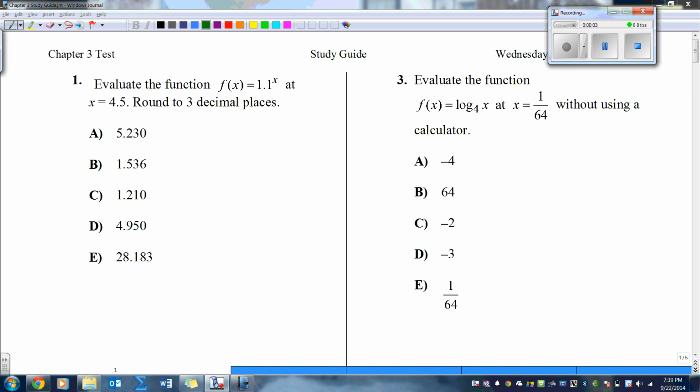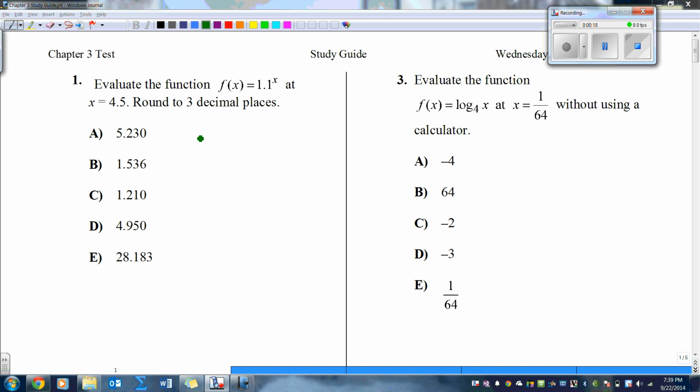Okay, this is the study guide for Chapter 3. We're going to work through all 16 problems, 15 multiple choice and 1 free response. Evaluate the function f of x is equal to 1.1 to the x at x equals 4.5.